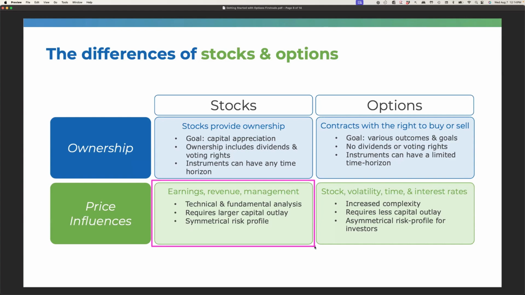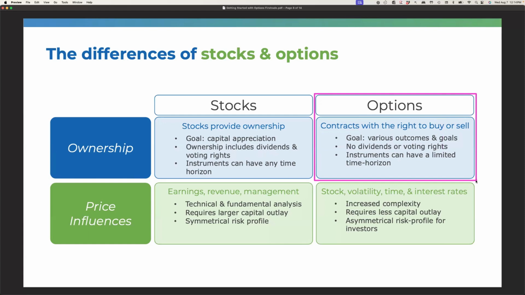So I think for a lot of investors here who are watching this session, you probably have a pretty good understanding of stock ownership. So let's now take a look at option contracts. An option contract does not give you any ownership of the underlying company. What it does is it gives you the ability or the rights to buy or sell that specific company at a specific price sometime in the future.